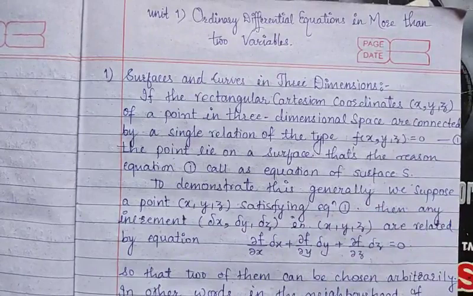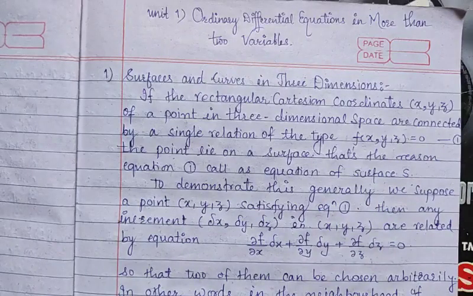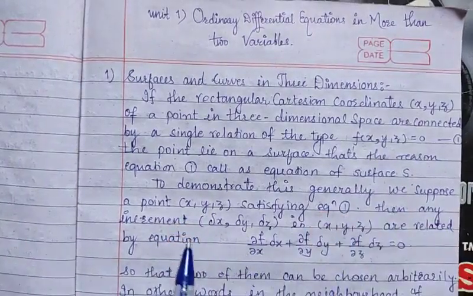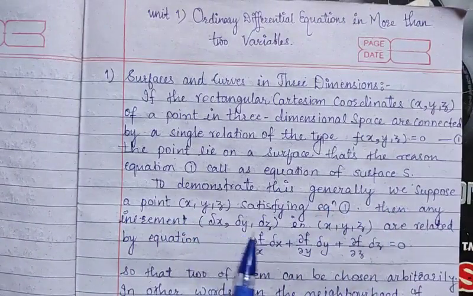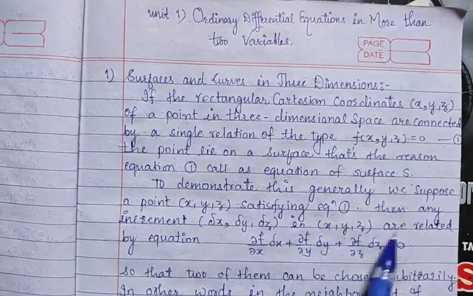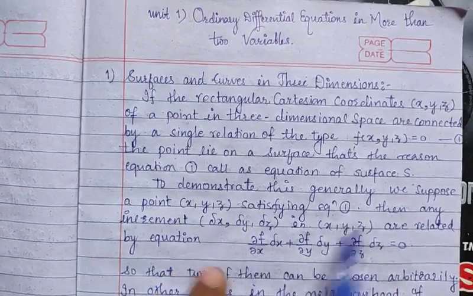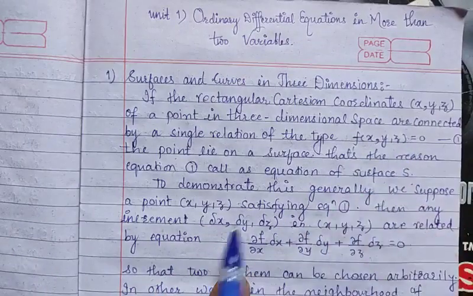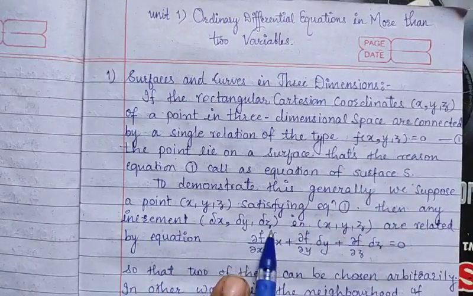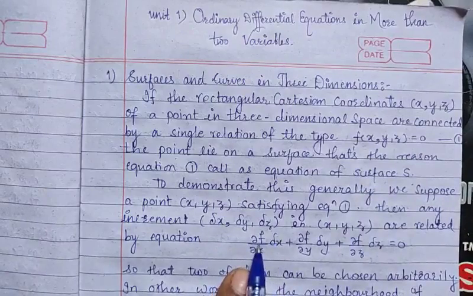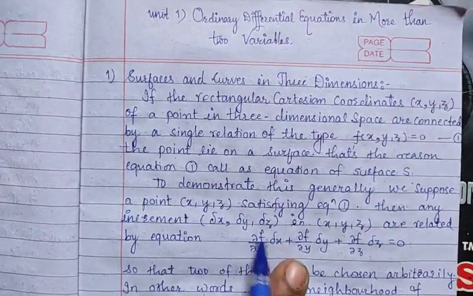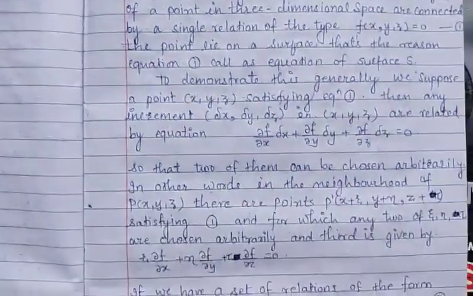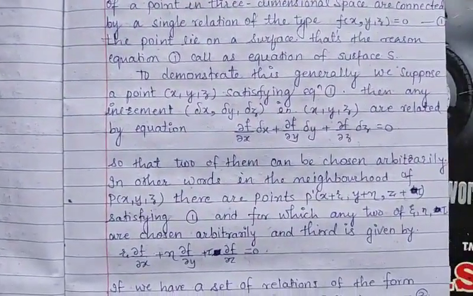To demonstrate this, suppose a point x, y, z satisfies equation 1, and there is an increment delta x, delta y, delta z in x, y, z related by the relation. If the function is differentiable in x, y, z, then the equation can be written as del f by del x delta x plus del f by del y delta y plus del f by del z delta z is equal to 0. So two of them can be chosen arbitrarily.